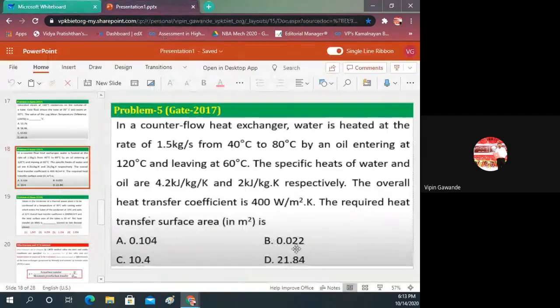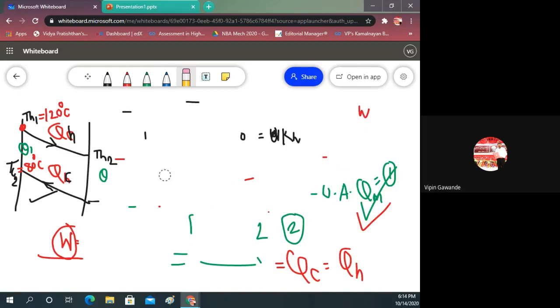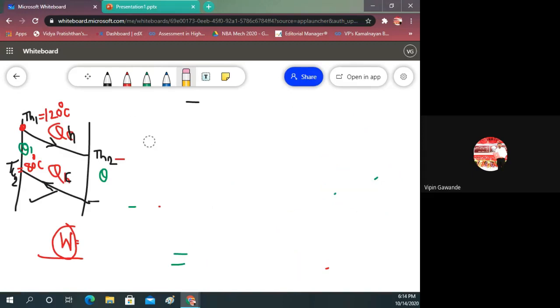So see the problem and calculate the value. This is the formulation of the problem, and how to formulate the problem is very important. So this is your TC1, and both these temperatures are known. Now what is asked in the problem? Area is asked.